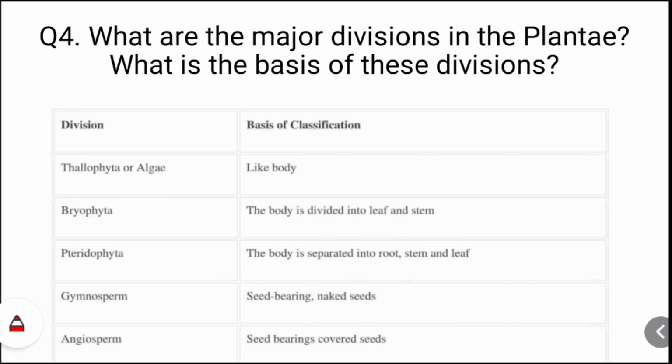Number 4, what are the major divisions in the plant kingdom? What is the basis of this division? Number 1 is Thallophyta or algae, where the body is undifferentiated. Bryophyta, the body is divided into leaf and stem. Pteridophyta, the body is separated into root, stem and leaf. Gymnosperm, seed bearing naked seed. Angiosperm, seed bearing covered seed.